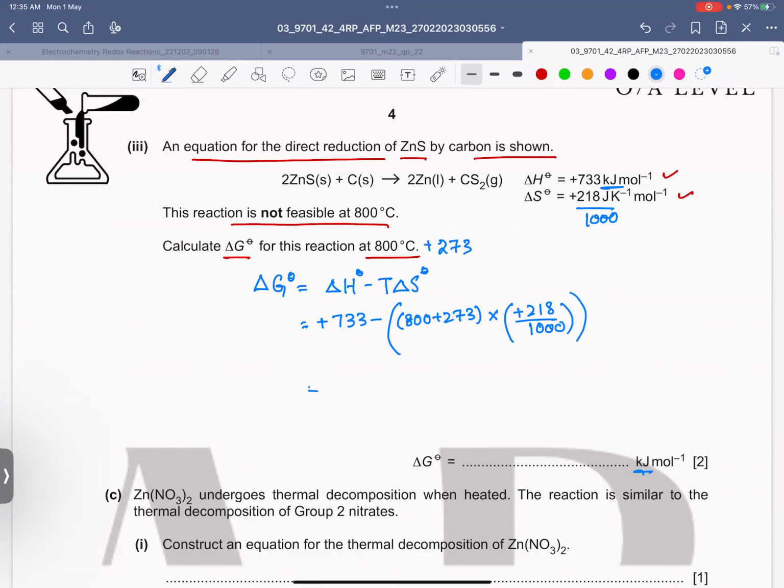Can anybody solve and tell me the answer? Positive 499.1.